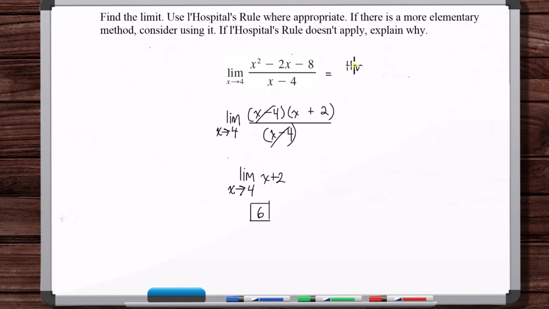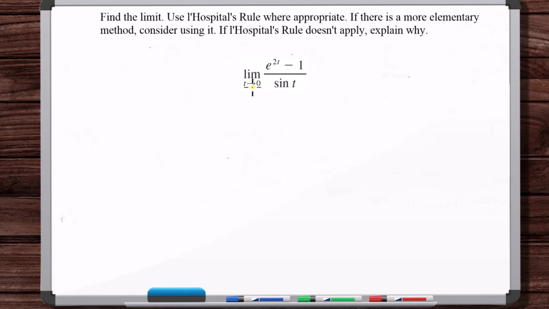We could have said limit as x approaches 4, and then take the derivative of the numerator, 2x minus 2, and the derivative of the denominator, 1. So this is equal to the limit as x approaches 4, we could factor out a 2, 4 minus 1 is 3, 3 times 2 is 6. So we could have done that, but we just used the elementary method. Why not? The idea is you use L'Hopital's rule if you're in a bind. But if you wanted to use L'Hopital's rule from the beginning, then that's fine too.